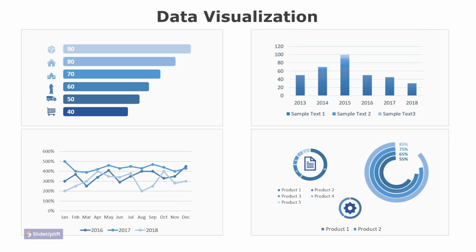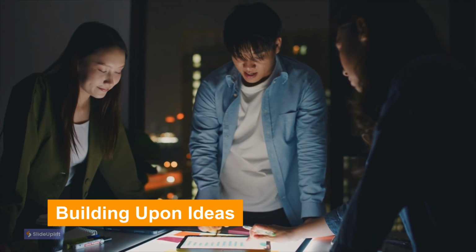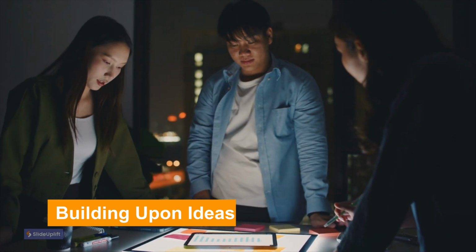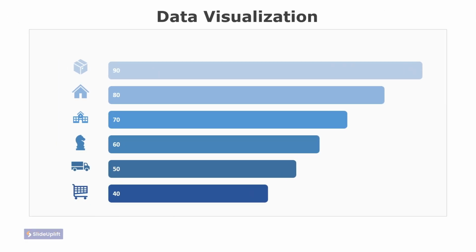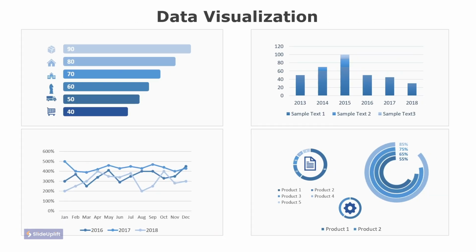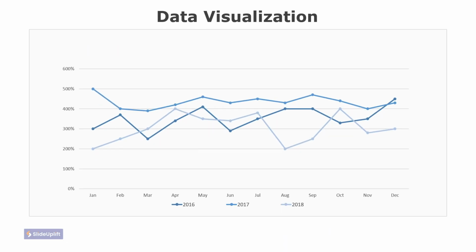3. Building upon ideas. Sometimes you have a complex topic with a lot of information. Don't overwhelm your audience. Use push transitions to reveal information in stages. Start with a high-level overview, then push in new slides with supporting details one by one. It keeps things clear and builds suspense.